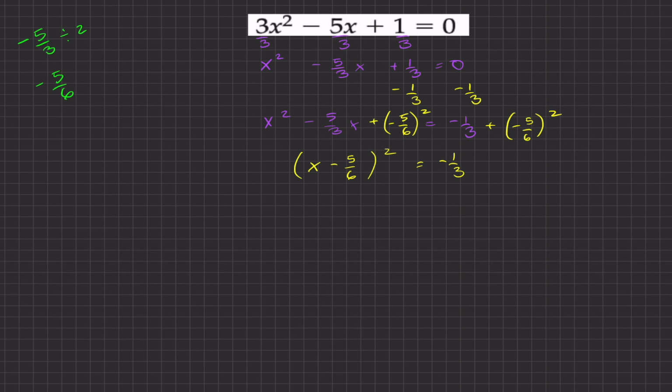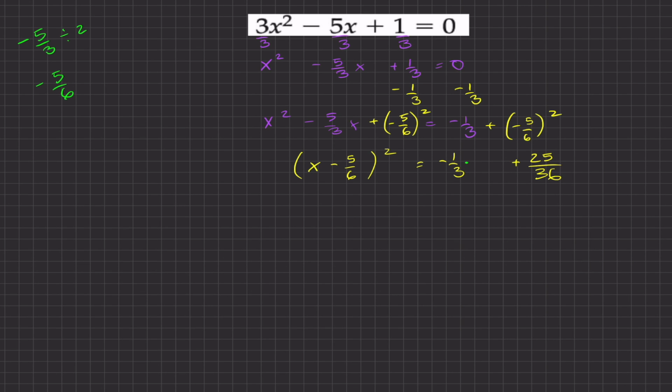And the rule for this part is that if you square a fraction, you just got to square each part. You square the numerator and you square the denominator. So that's going to give you 25 over 36. The bad part is they're not common denominators, right? But it's not too bad. What is the common denominator of 3 and 36? Least common multiple is 36.